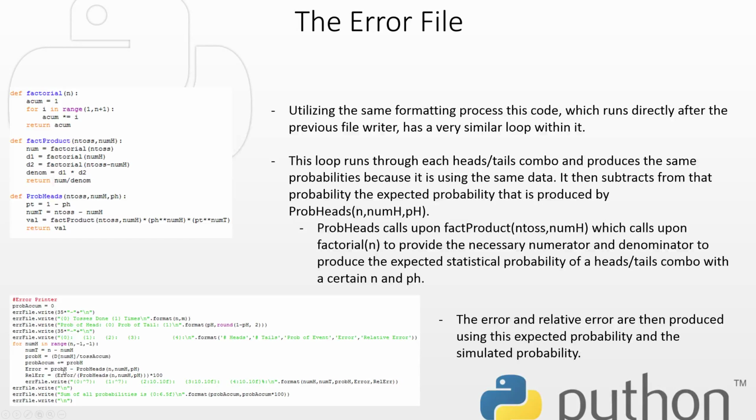And this is not a simulated probability, but an expected statistical probability. So the error is then produced by finding the difference between those two down here. We then find the relative error by taking that error and dividing it by the probability of heads, and multiplying that by 100 to get a percentage. Each of these is written just like the file before, and after the loop is done, it finishes up the file by giving us the sum of all probabilities.